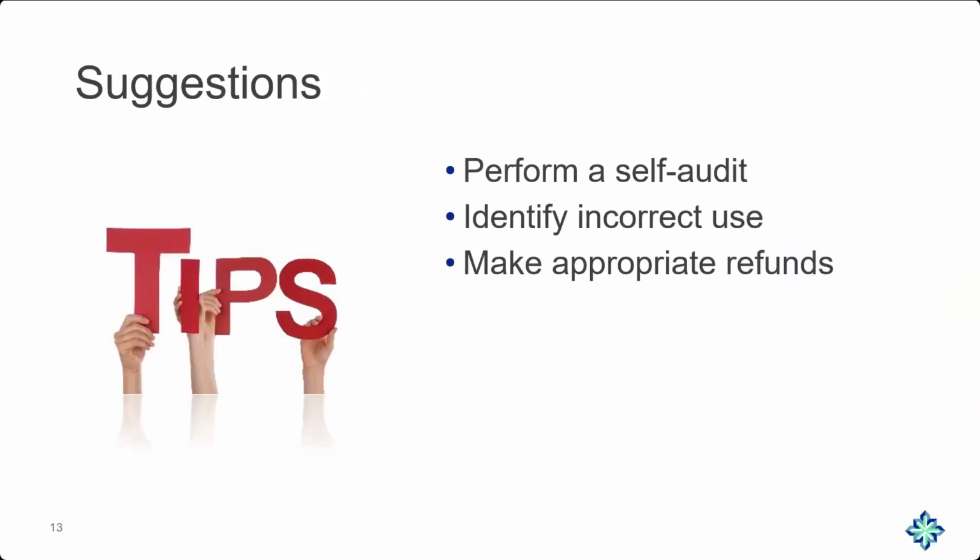So, suggestions to help this go more smoothly for you. Perform a self-audit and ask yourself the questions we've talked about here today, making sure that documentation supports it. Why was it medically necessary? How is it significant? How is it distinct and separately identifiable? Identify any incorrect use. It could be that you have edits or audits or some types of triggers in your system that are automatically applying it. Look at those. Do they make sense? You may need to turn some of those off or adjust those.